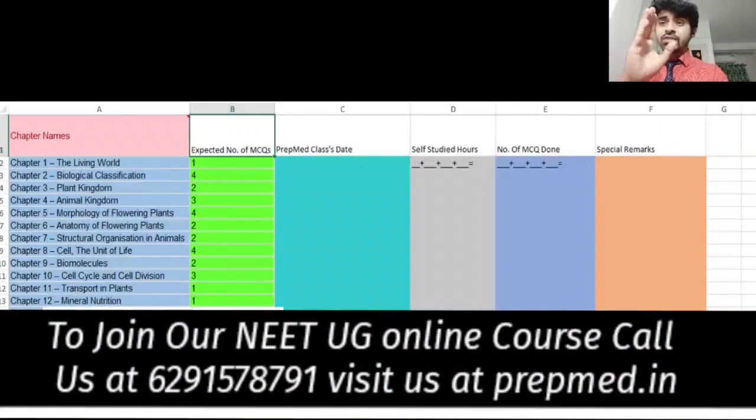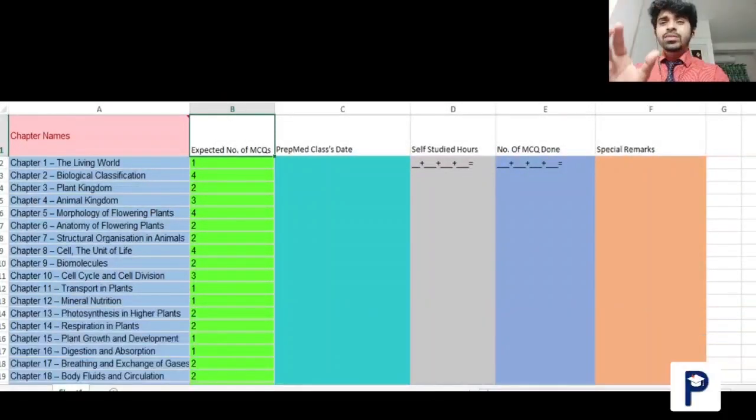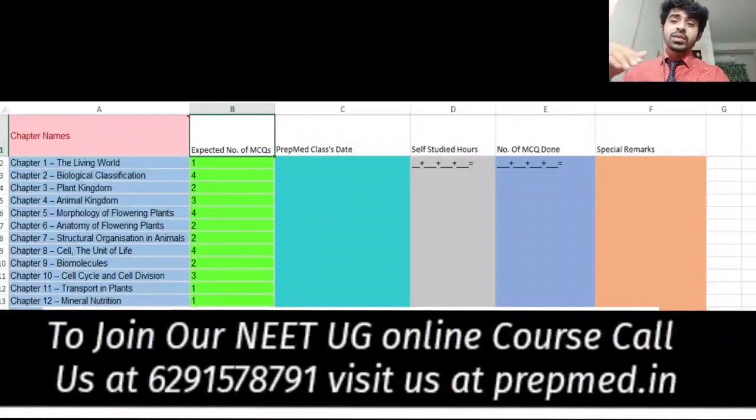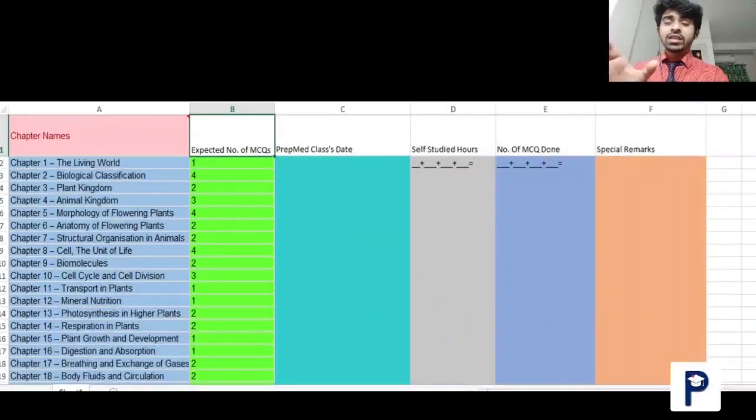And the number of MCQs done, you have to also put it in the writer column. Suppose from the digestive system or biomolecule chapter, today you are solving 20 MCQs. Suppose after 1 month you are solving again 30 MCQs. Suppose 3 months after you are solving again 30 MCQs. Total at the end of the year, when you evaluate your whole preparation, you can find from the same chapter how many MCQs you have solved.